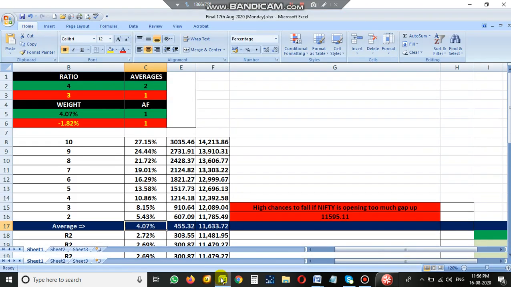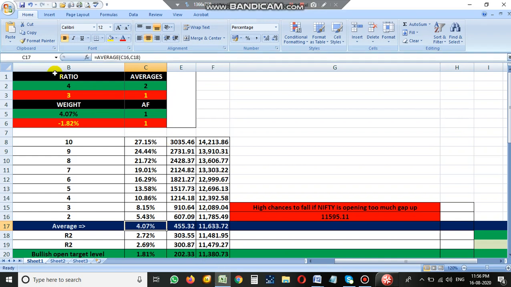After a long time, I'm once again coming back, and this is the Monday prediction. The ratio indicated 4:3, which is on the positive side, but the difference of 1 point indicates that the market may have chances to fall after some certain high if it is matching with the data. Likewise, the same around average is also showing 2:1 on the positive side. The difference is 1 point. The basic rule is that if the market is keeping the high matching with the data, it may fall down. And the weightage is clearly indicating positive 4.07 versus 1.82, and absolute frequency 1:1.